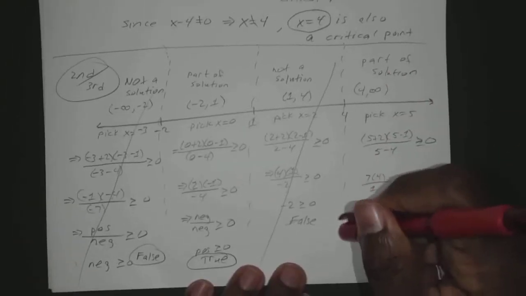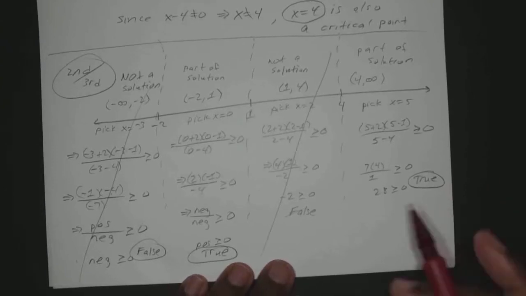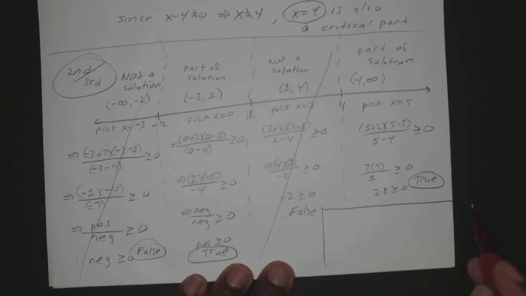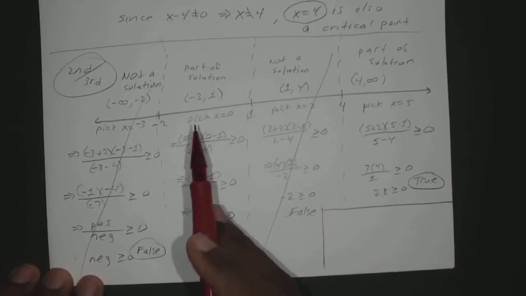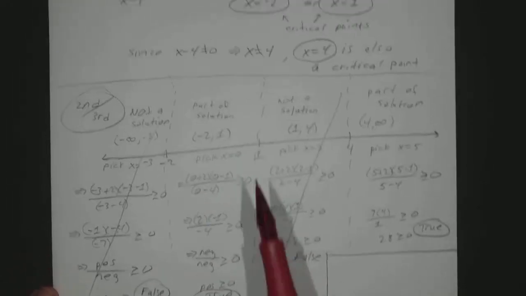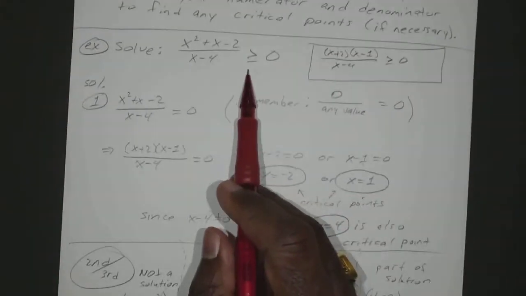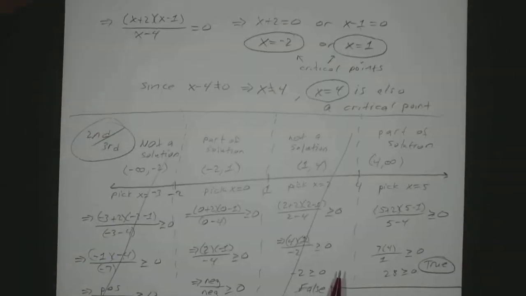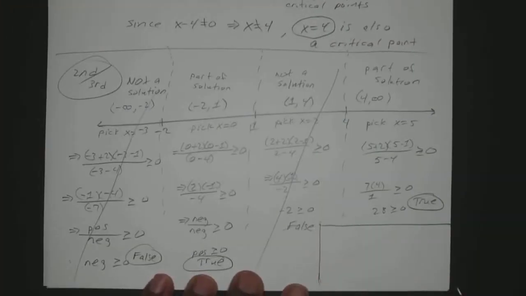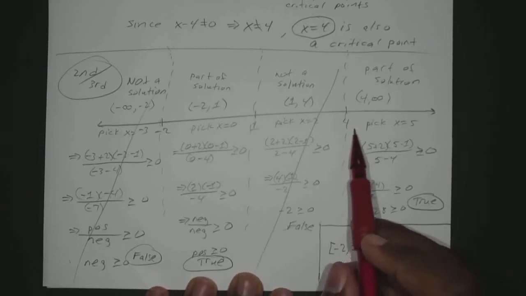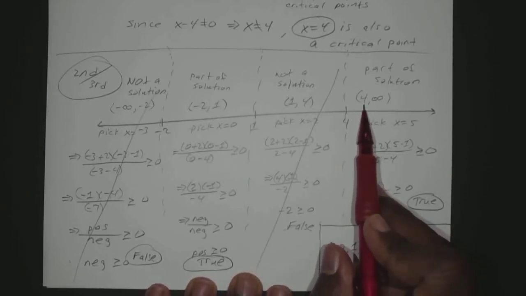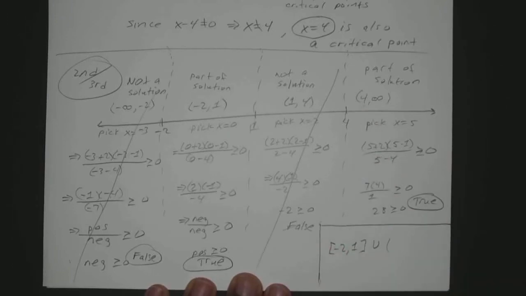Okay, and since I'm running out of room here, I'll put the solution interval down there. And we are using greater than or equal to, so that means we're going to use brackets in our solution interval. So we can go from -2 to 1, or, remember our 4 is still going to have a parentheses because it can't equal 4. So for this one, you're going to have from 4 to infinity.